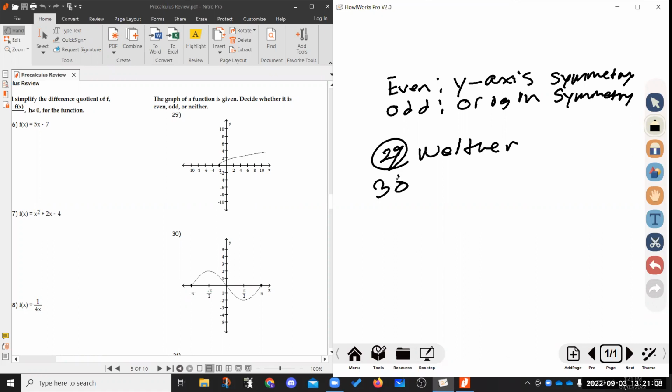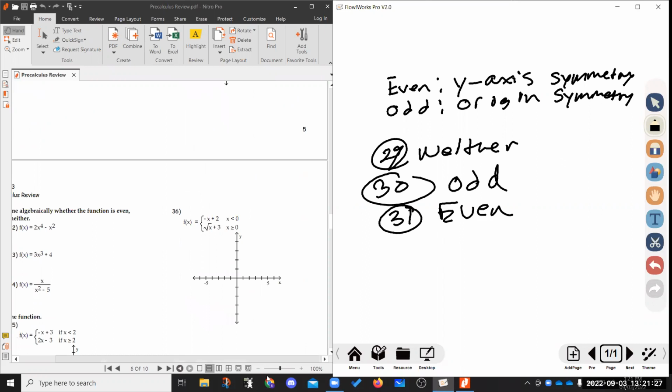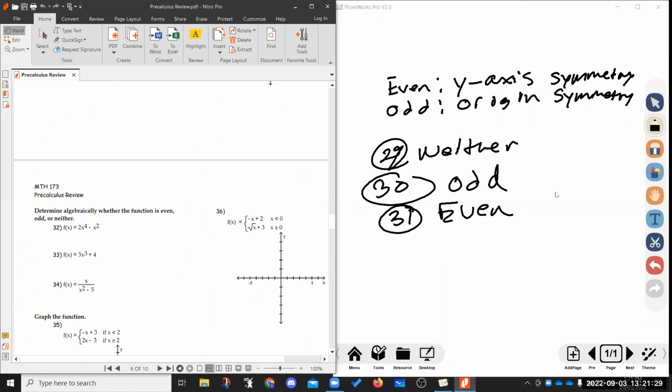Number 30 appears to have origin symmetry because every point (x, y) seems to reflect to a point (negative x, negative y). So that appears to be an odd function. Number 31 appears to be an even function that has y-axis symmetry. And that's it for that part.